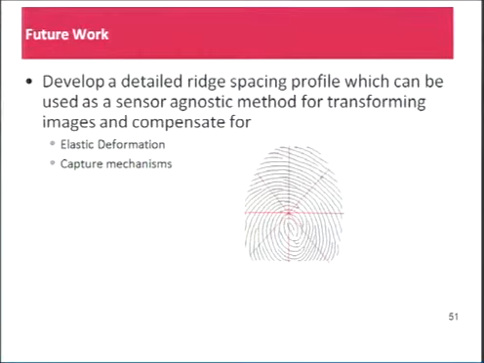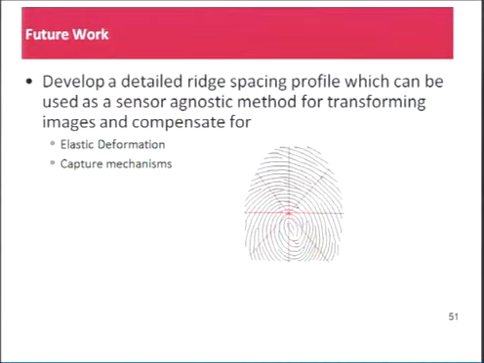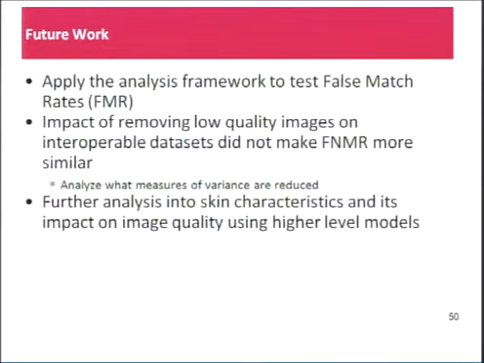Right now, a lot of distortion compensation models have been created, but they heavily rely on sensor characteristics: what kind of sensor was the particular image captured from? We are trying to create a sensor agnostic way of doing distortion compensation. And like I mentioned before, the performance metric used for this study was false non-match rates. Future work and work going on right now is looking at how the false match rate is impacted by these native and interoperable data sets.